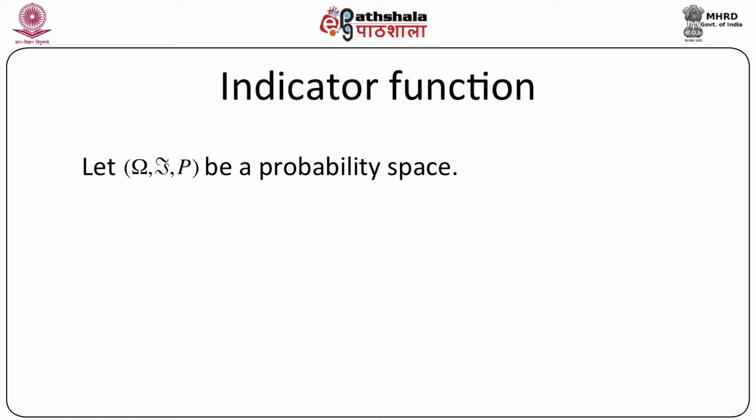Suppose omega, script F and P is a probability space. Since we will finally try to investigate the relationship between, or how to develop, a probability theorem or probability result in terms of indicator function, here we are going to define the indicator function with respect to a probability space.